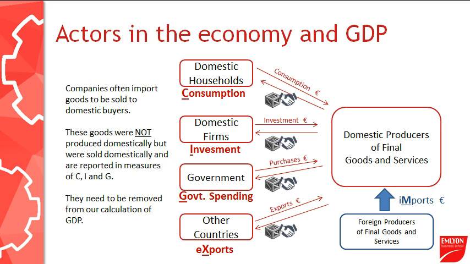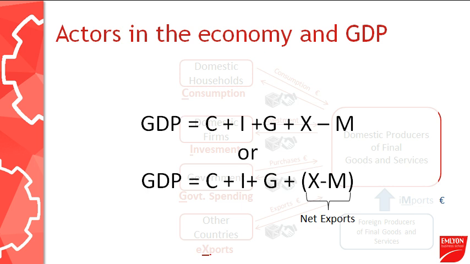So to conclude, gross domestic product is the sum of consumption plus investment plus government spending plus exports less imports. And we can combine X minus M into what's called net exports. And obviously, net exports can be negative if we're importing more than we are exporting.